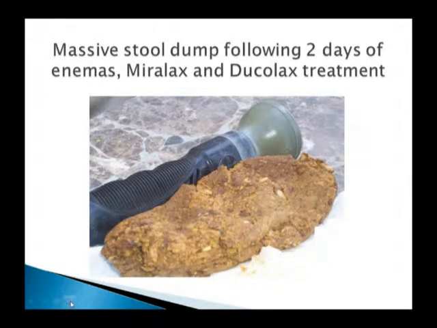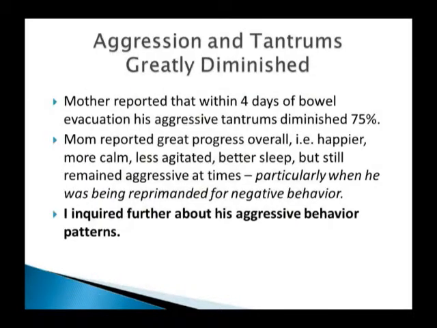What happened was the mother reported that within 4 days of bowel evacuation, his aggressive tantrums diminished by about 75%. Overall, he was happy, more calm, less agitated, sleeping better. So the mother was quite pleased. The problem was he still remained aggressive at times, and particularly when he was being reprimanded for negative behavior. So not anything really associated with constipation. There was still some aggression left, but it was greatly reduced.